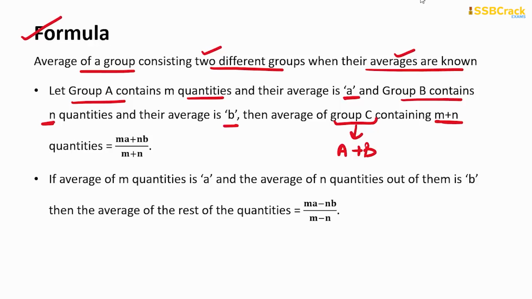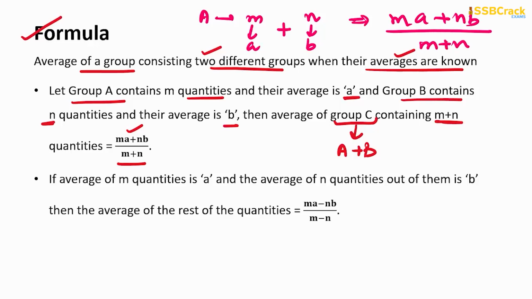So this will be given by MA plus NB divided by M plus N, right? Here we are given that group A contains m quantities and their average is A. Group B contains n quantities and their average is B, right? So the combined average of both the groups, that is the combined average of m plus n, will be given by MA plus NB divided by m plus n, right? So this is the easiest formula, as in the denominator we have to take the total quantities and in the numerator we have to take the sum of both the groups, right?